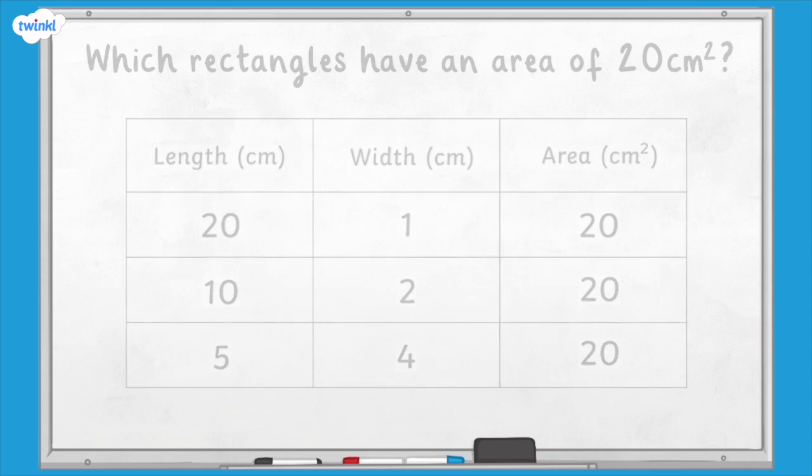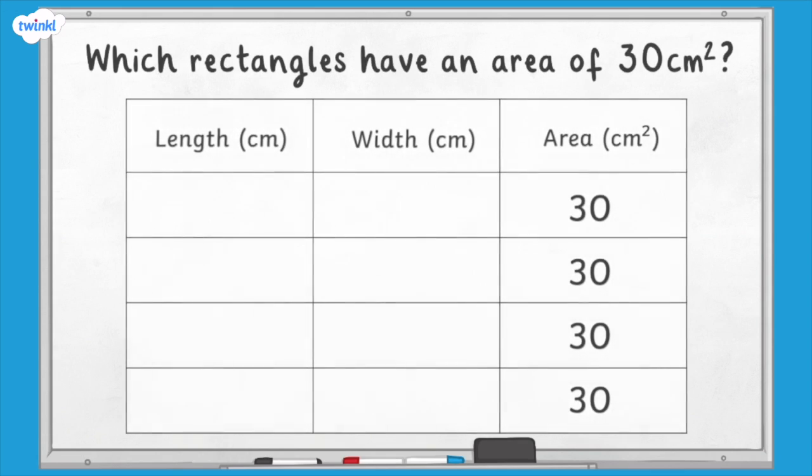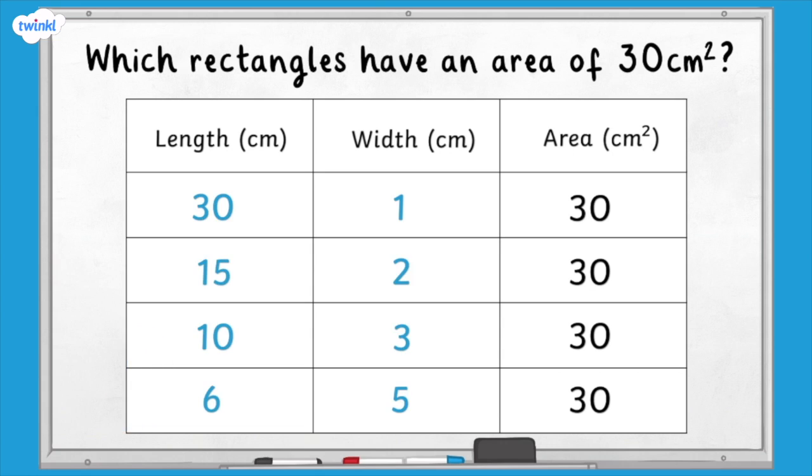Can you use this method to find the measurements of all the rectangles that have an area of 30 centimetres squared? Pause here and have a go, and remember to use factor pairs to make sure you find all the possibilities. There are 4 rectangles that have a length and width which are both whole numbers with an area of 30 centimetres squared. Well done if you found them all.